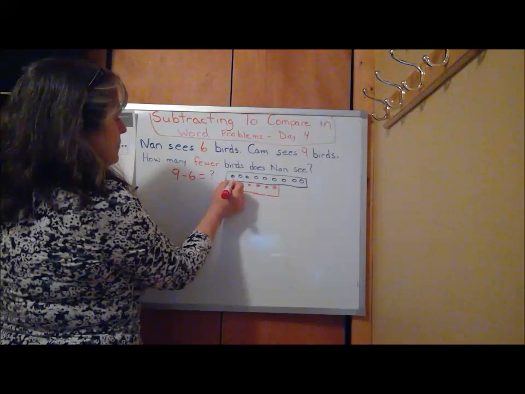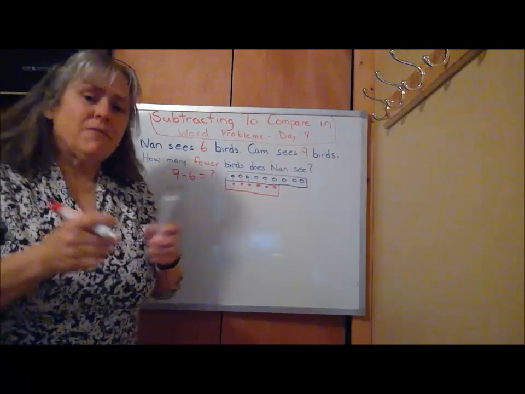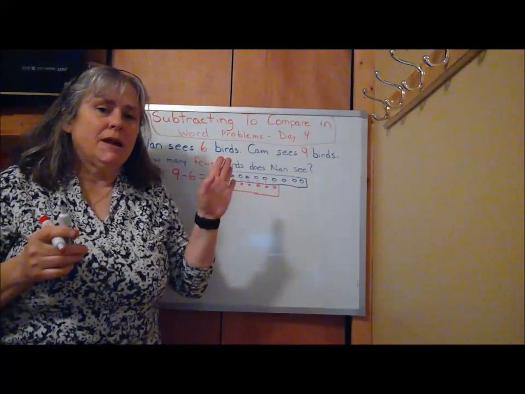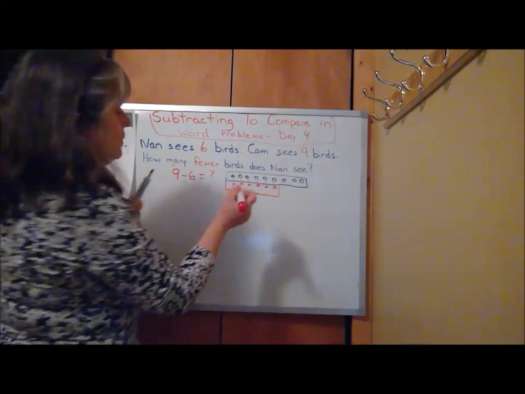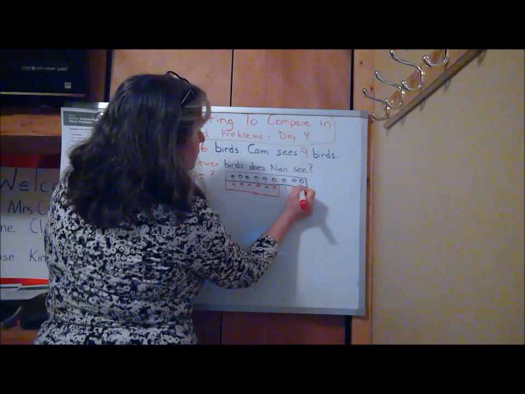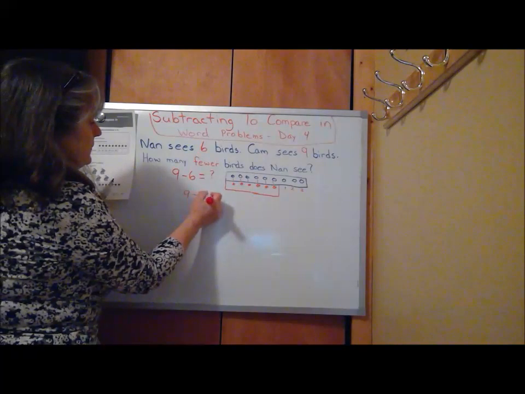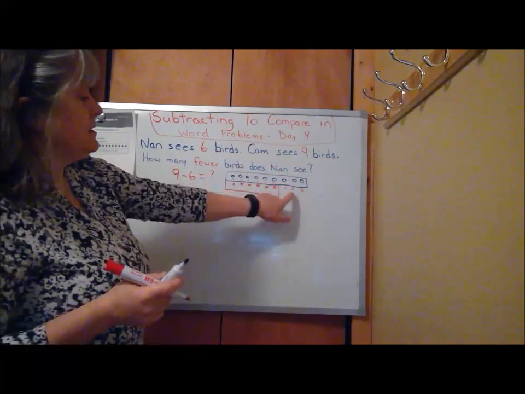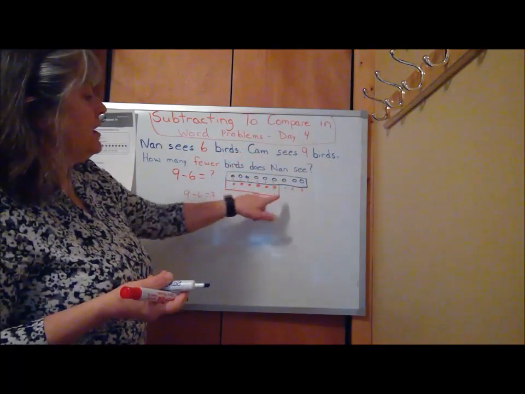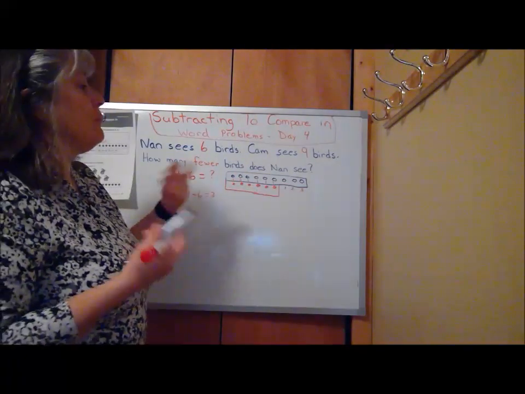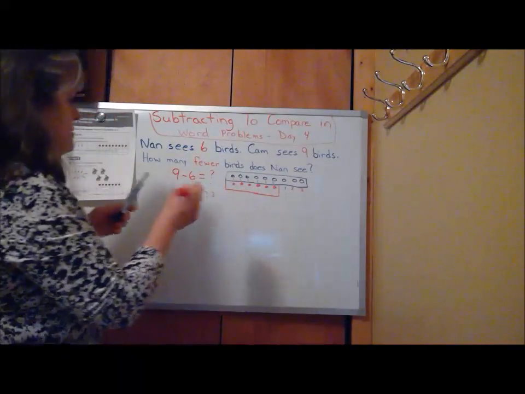If I buddy these up, like that, the amount that doesn't have a buddy, anything left over, that's my difference. That's how many fewer or how many greater. So I'm going to go like this: 1, 2, 3. So 9 minus 6 equals 3. Nan sees 3 less birds than Cam. Or Cam sees 3 more birds than Nan does. All right, so that's that one.